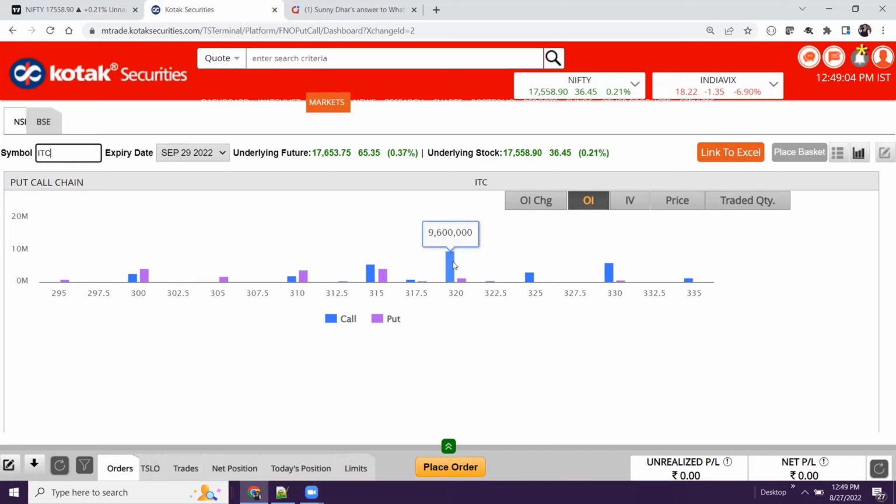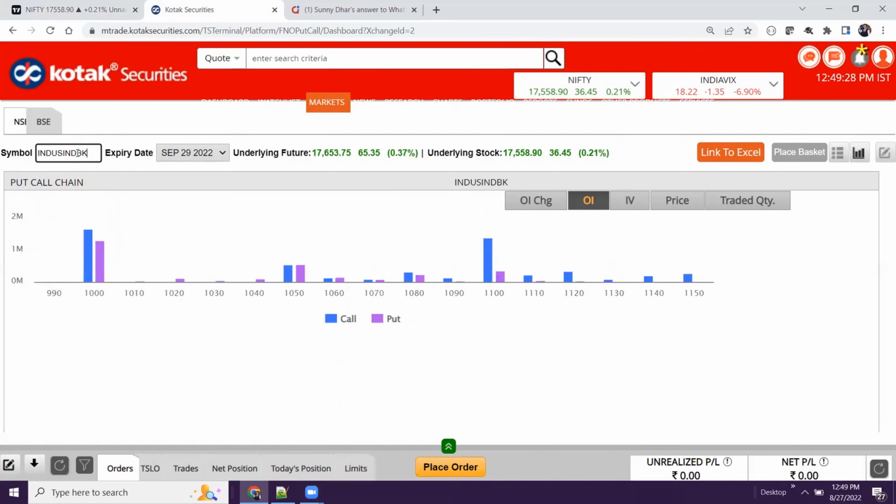Now this is the resistance or this is the support. If our view is bullish, then we have to find a put near it. But if our view is negative, then we can find a selling entry near the highest call option, right? So let me take Indusind Bank first as an example.